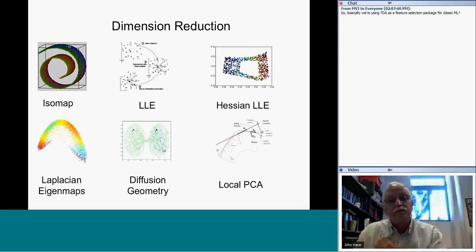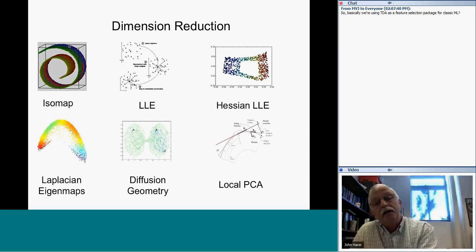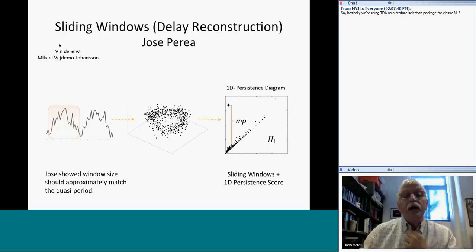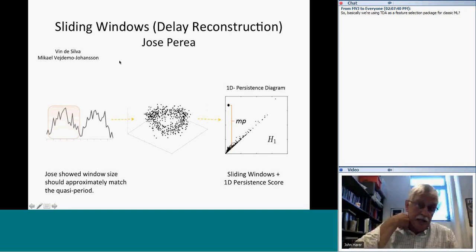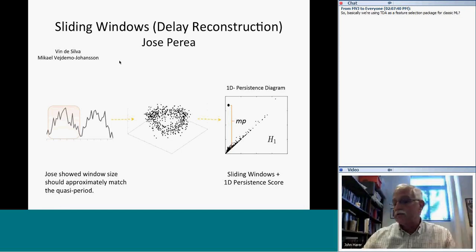I just wanted to put that down as, in some sense, one way to transform the data where we can work with it more directly. Another that we've been enjoying working with recently is the sliding windows or delay reconstruction, as it's known to people in dynamical systems. A proved a really fundamental theorem that makes this useful.